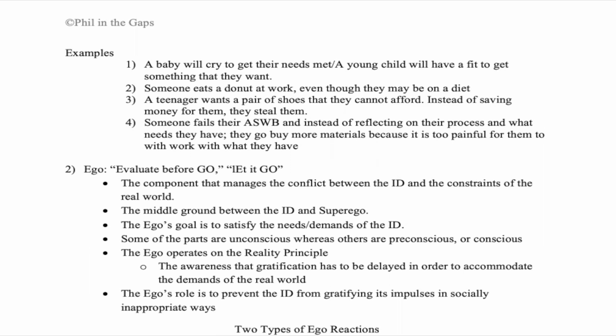Another example, someone eats a donut at work, even though they may be on a diet. Again, it is like, man, it's not that big of a deal. One donut's not going to hurt, but then one donut could lead to multiple donuts, which could mess up the person's diet in general.